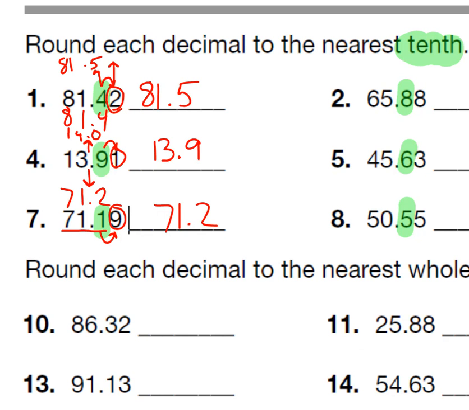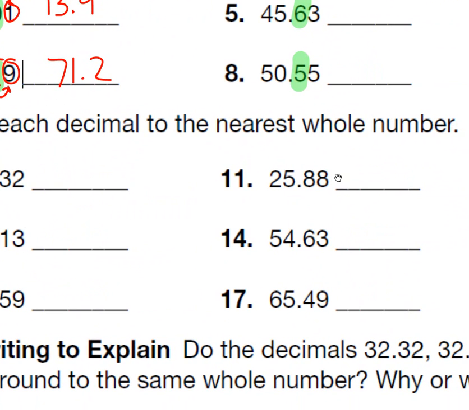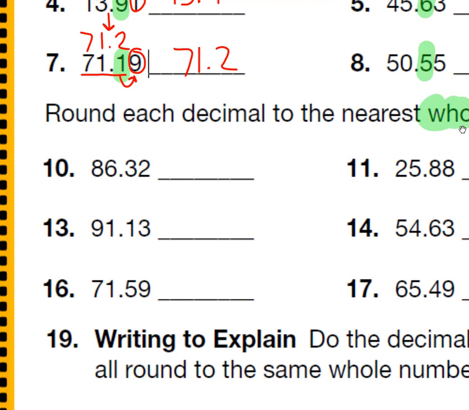Now let me do the whole numbers. If you look at numbers 10 through 18, it says round to the nearest whole number. So let me do a couple of those and then we'll be on our way. So with number 10, since we're rounding to the nearest whole number, we're going to mark the ones place. Then we look to the right. Is it 4 or less, or is it 5 and up? It's 4 or less. So we're going to stay and rest. It'll just stay at 86.